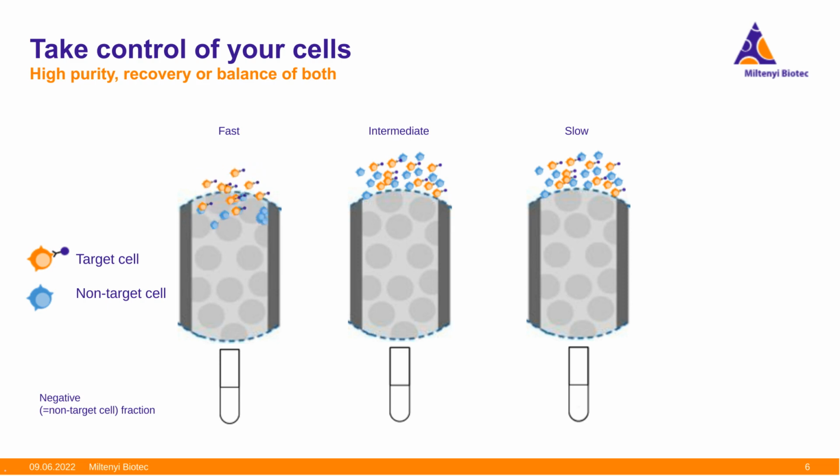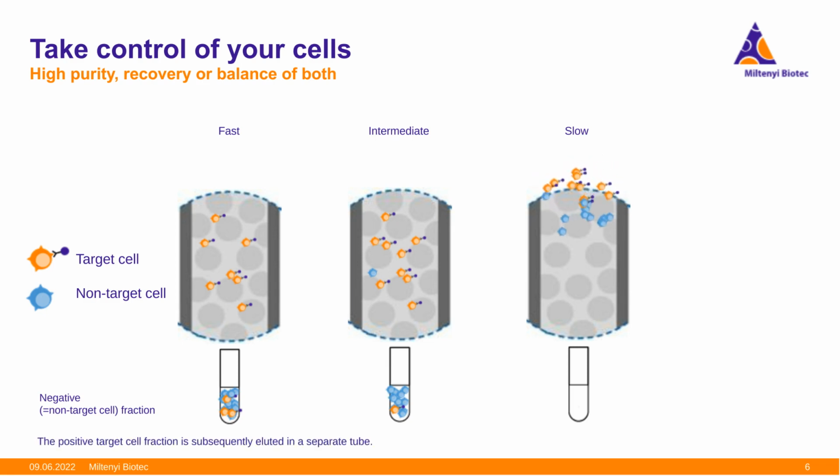If we see the first animation, the sample goes pretty fast down, and then we select for high purity. If you go for intermediate speed, we will select for an average between purity and recovery, so we have a balance between both. And if we're interested in enriching our sample and we want very high recovery, we go into a very slow flow rate, and we can then select for higher recovery.